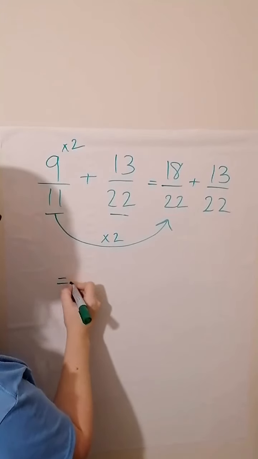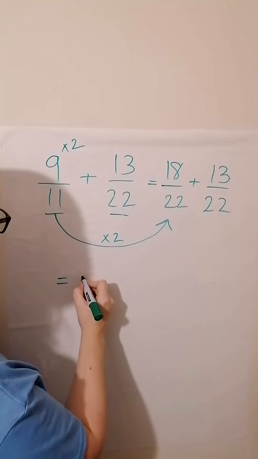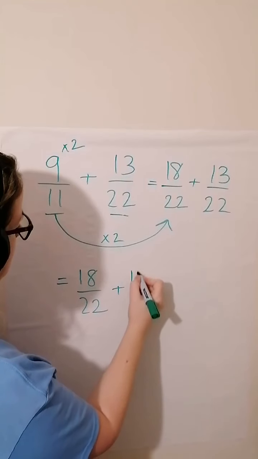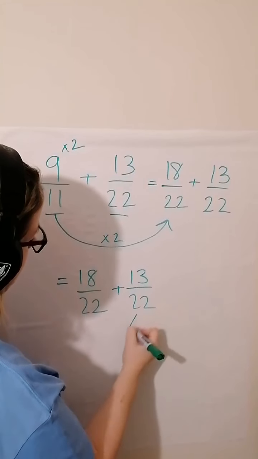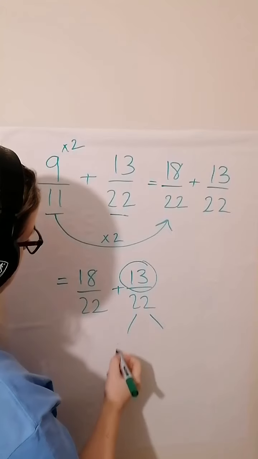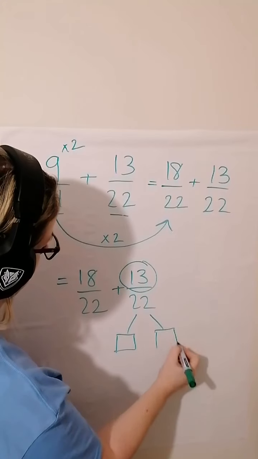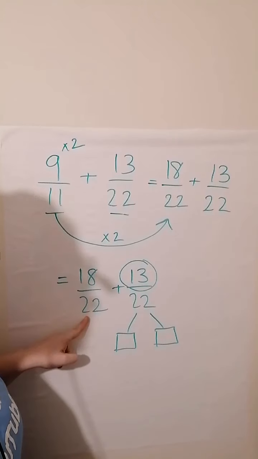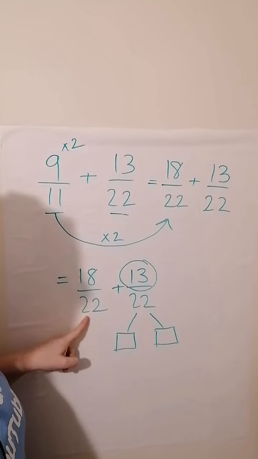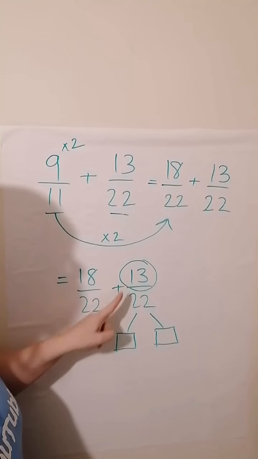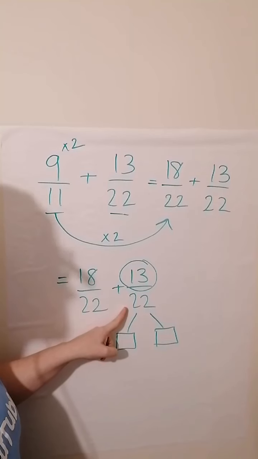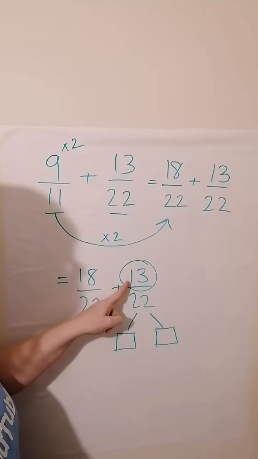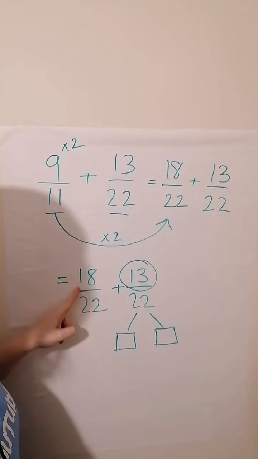The next step we're going to look at is keeping the 18 over 22, but doing something with the 13 over 22, and we're going to partition the 13 into a part that we can add onto the 18 to make 22, so that becomes a whole. The reason why is because the answer to this, we can see 18 and 13 is larger than 22. We're going to have a mixed number or an improper fraction, and we want that mixed number at the end. So taking 13, what can we add on to 18?